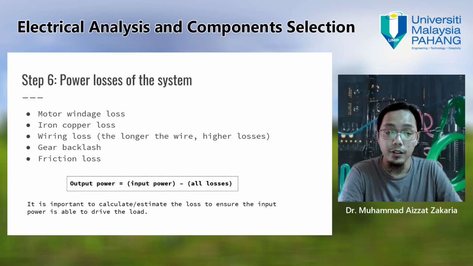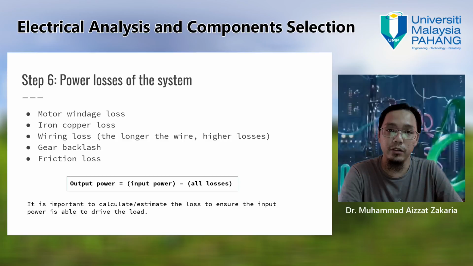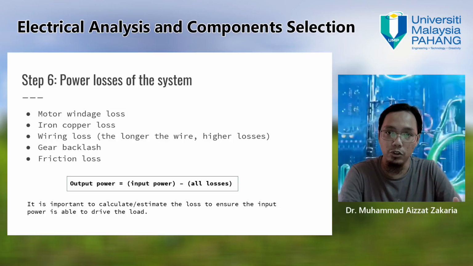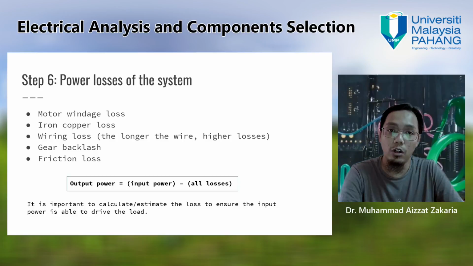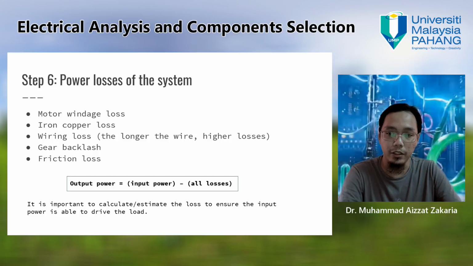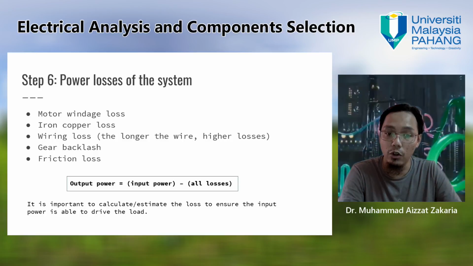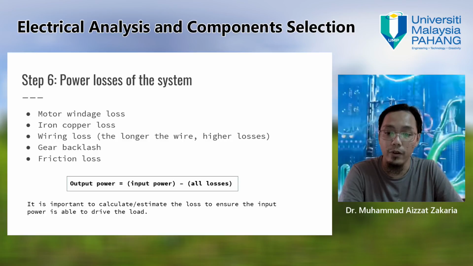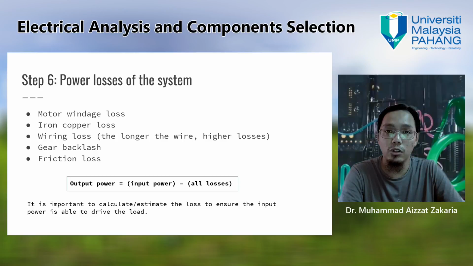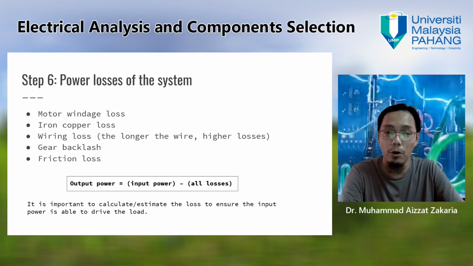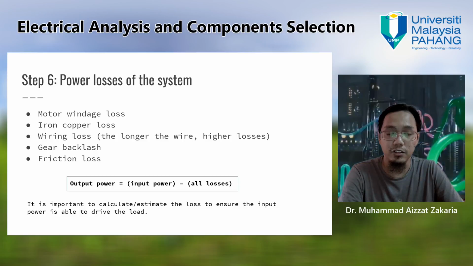And of course, when we calculate, for example, your system needs 100 watts of power, this is theoretical, but you should consider the power loss in your system as well, due to the motor windage loss, iron and copper loss, or wiring loss. The longer the wire, the higher the loss you have. The gear backlash will also contribute to the loss by consuming more power, and the friction as well.